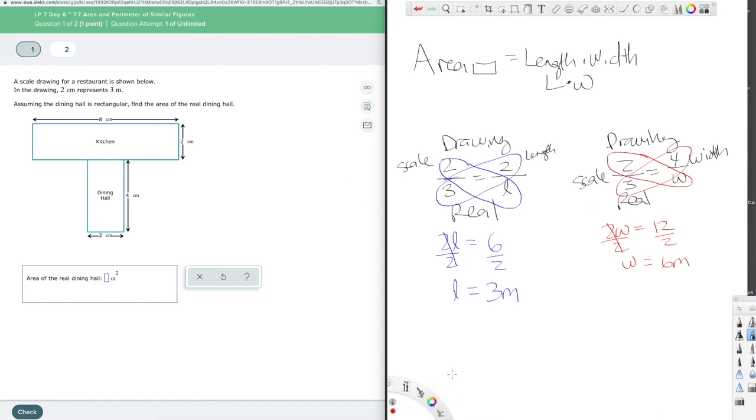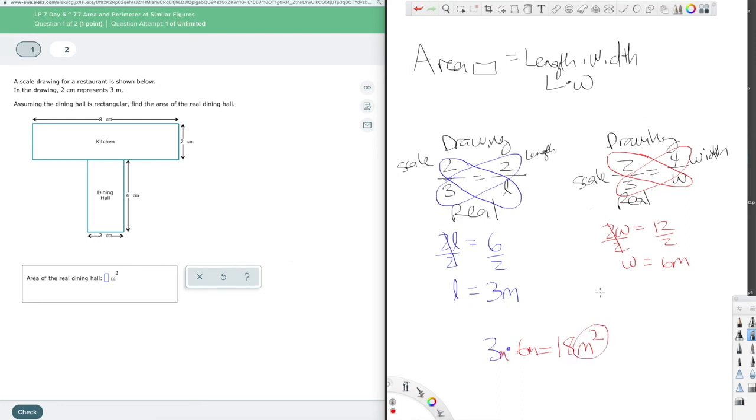Remember, area is length times width. So we have 3 times 6, length times width, and that will give us 18 meters squared, because it was meters and meters. So meters times meters is meters squared. And this is an area, meaning it's 2-dimensional. It has length and width.